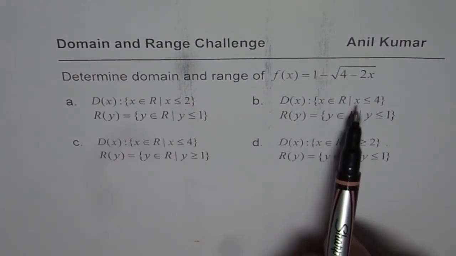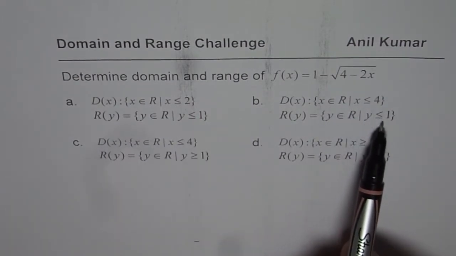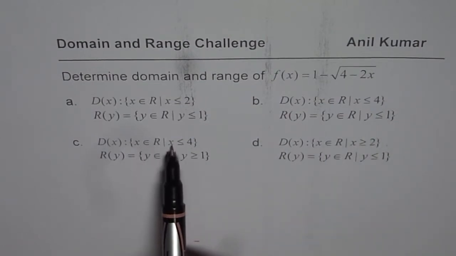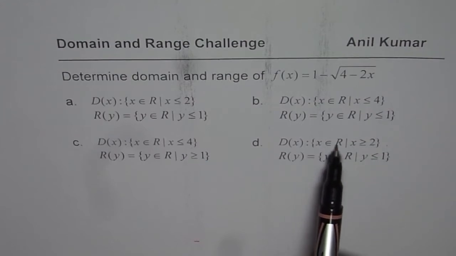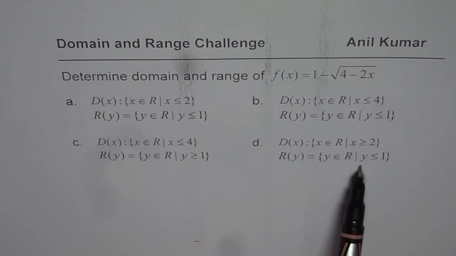Then we have domain ≤ 4 and range ≤ 1. Domain ≤ 4, range ≥ 1. Domain x ≥ 2 and range ≤ 1. So I'd like you to think about it and then answer.